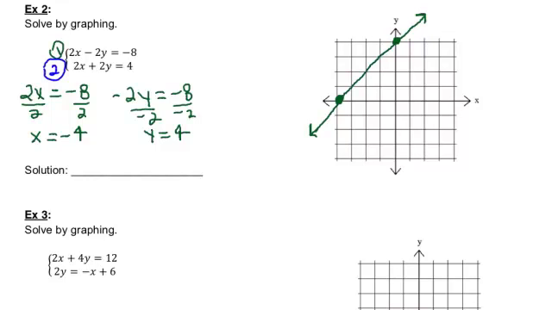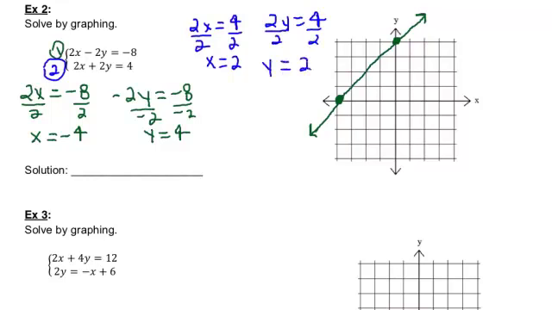So first, to find our x-intercept, we're going to make y equals 0. So we have 2x equals 4. Divide by 2 to solve, and x equals 2. Then to find our y-intercept, we make x equals 0. So we have 2y equals 4. Again, divide by 2, and y equals 2.